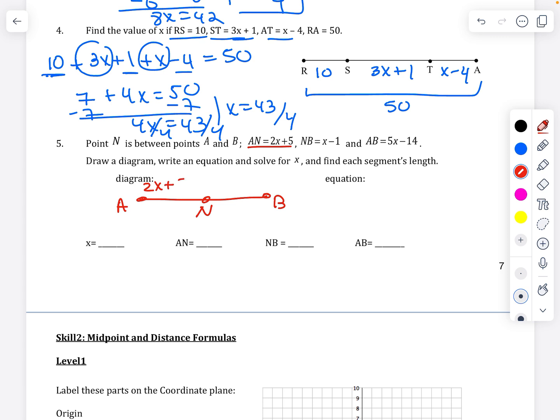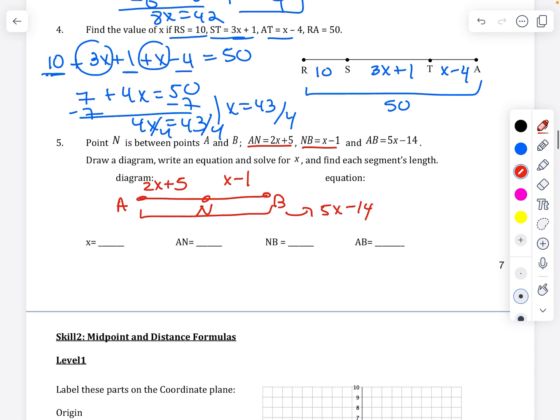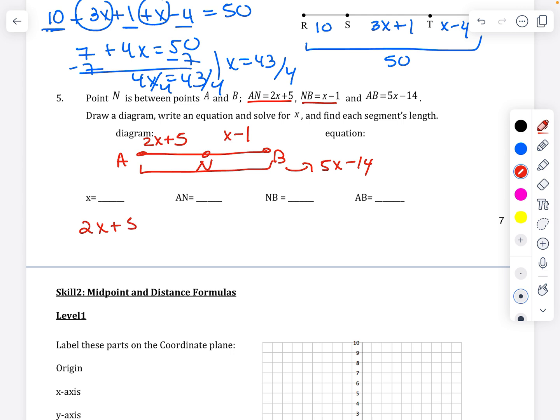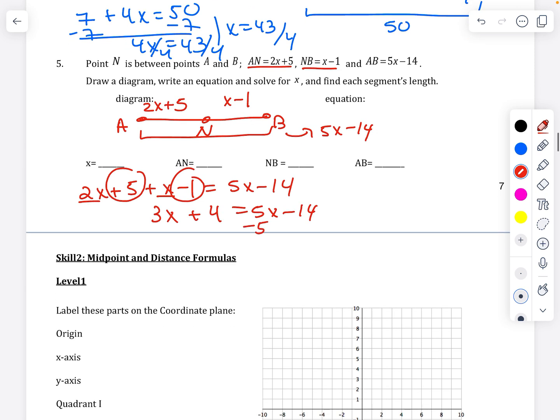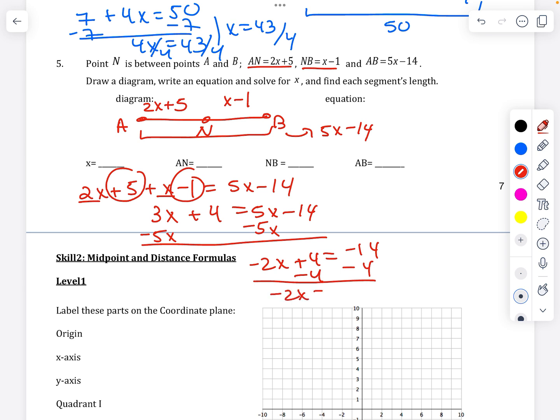Now let's label our picture. This is your 2x plus 5. This is your x minus 1. And this is your 5x minus 14. Same thing, you add the two little pieces and it should be equal to the big piece. I've got lots of like terms here. So this is 3x plus 4. Get your x's on one side, so I'm going to subtract the 5x first. Leave the x where it is, minus the 4. And lastly, divide by the negative 2, and you should get x equals 9.